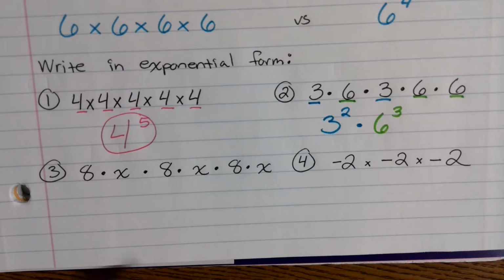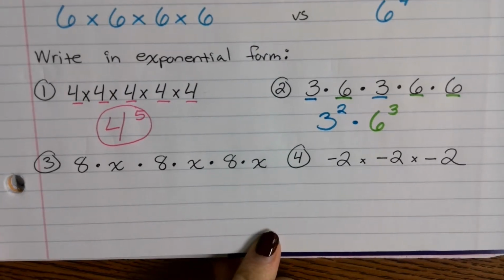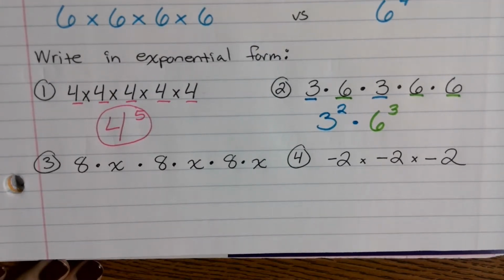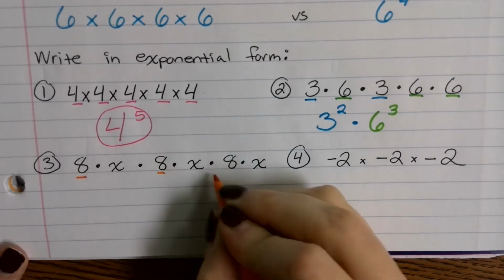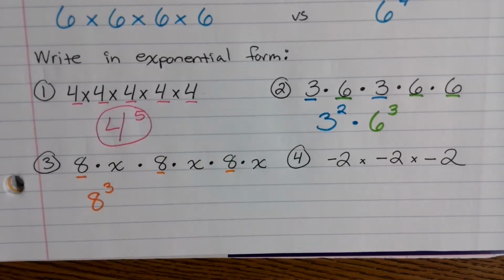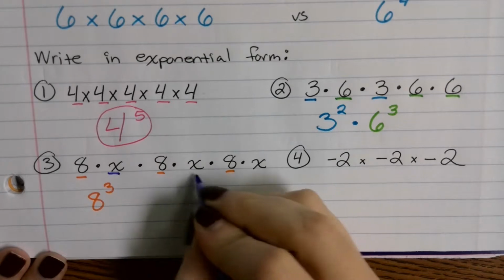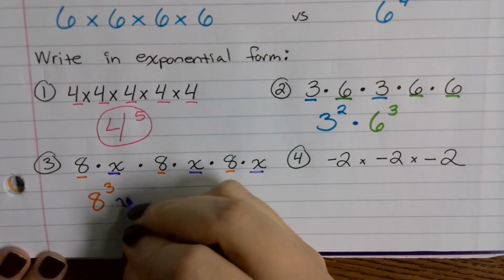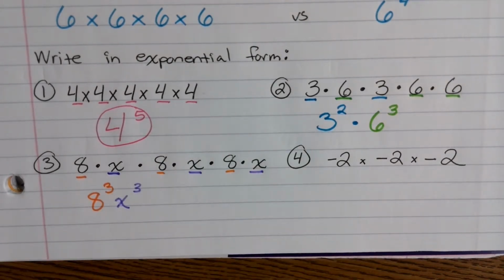Yeah, go ahead, Davis. Very good. 8 cubed, x cubed. Your 8 occurs 3 times, so 8 cubed. And then your x is occurring 3 times, so x cubed. 8 cubed, x cubed. Yes.